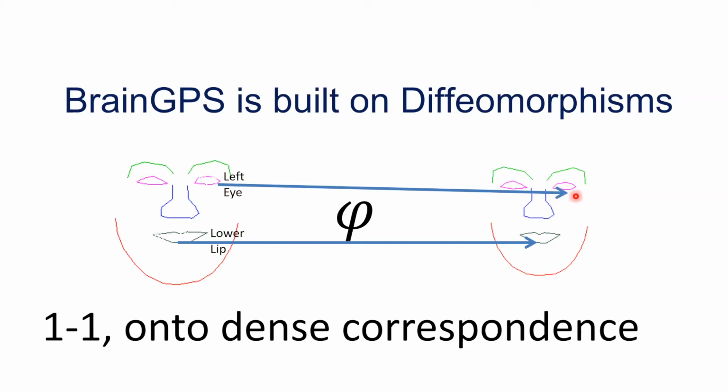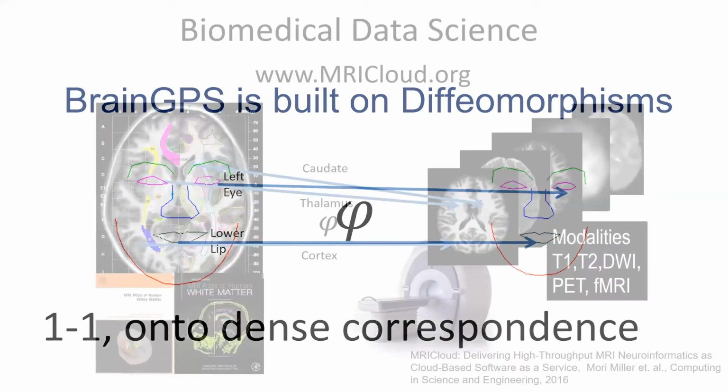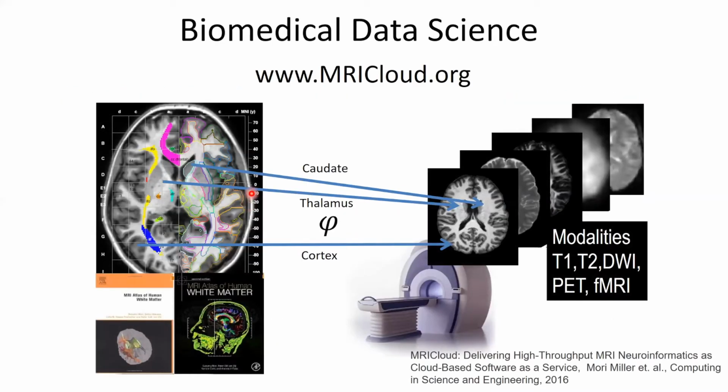So that means we can go over here and ask the question, what unique point did this come from? Of course, this is very important for image analysis and image understanding. Binding is extremely important. So these are one-to-one onto dense correspondences. Now we can do data science because we can do data reduction with these kinds of mappings.